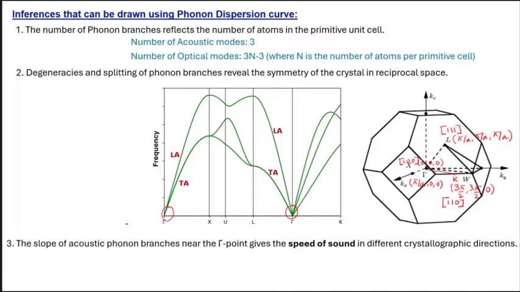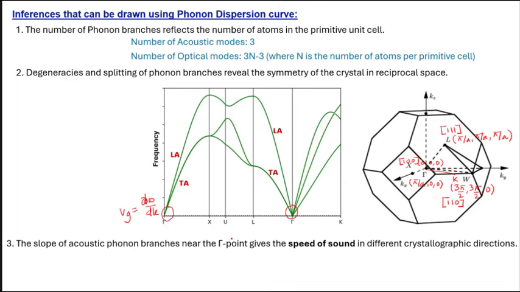The slope of the linear region, which is nothing but d omega by dk, is basically the group velocity. So this is the group velocity of the acoustic wave, which is the speed at which the sound propagates. Now, since the slope of the phonon dispersion curve varies with the direction of the wave vector, the speed of sound can be different along different crystallographic directions.